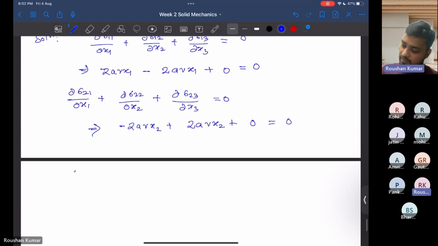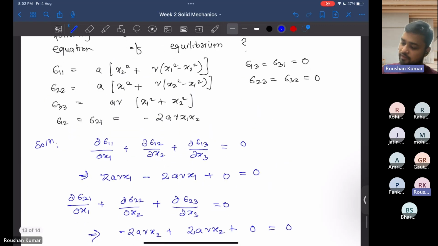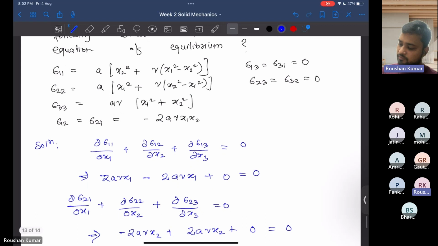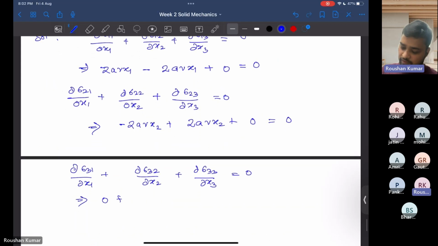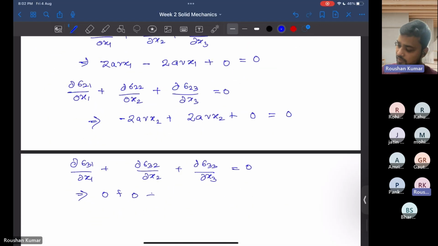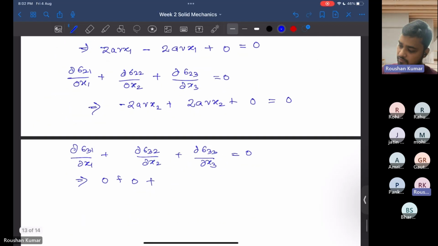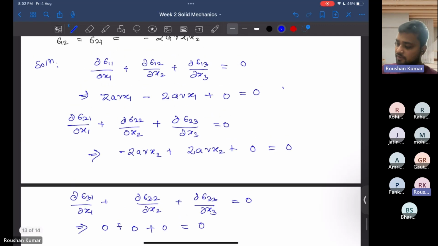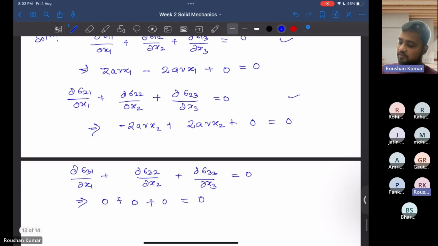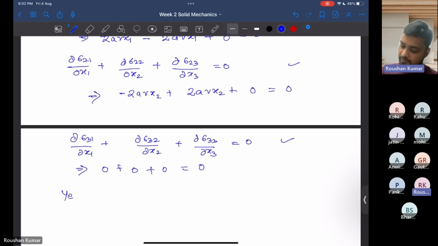Now the third equation, that is del sigma 31 upon del x1 plus del sigma 32 upon del x2 plus del sigma 33 upon del x3, is equal to 0. It must be equal to 0. So del sigma 31 upon del x1 is 0, del sigma 32 upon del x2 is 0, and del sigma 33 upon del x3 is 0. So it gives us 0. So all the three stress equilibrium equations are satisfied. So we can say that yes, the equations of equilibrium are satisfied.